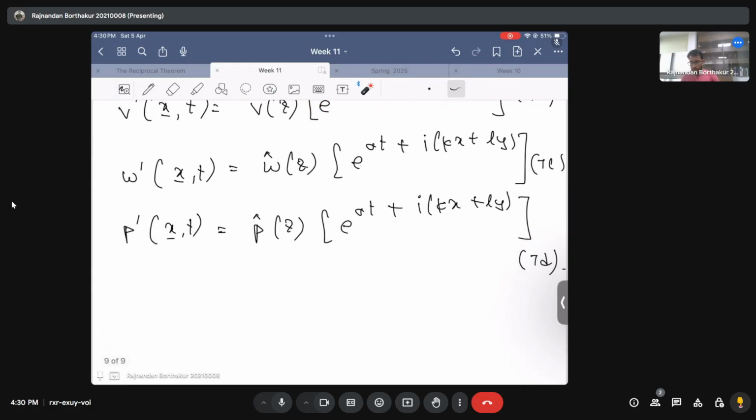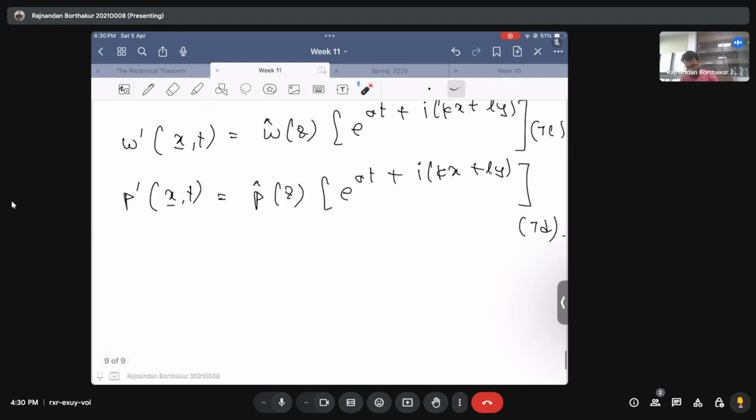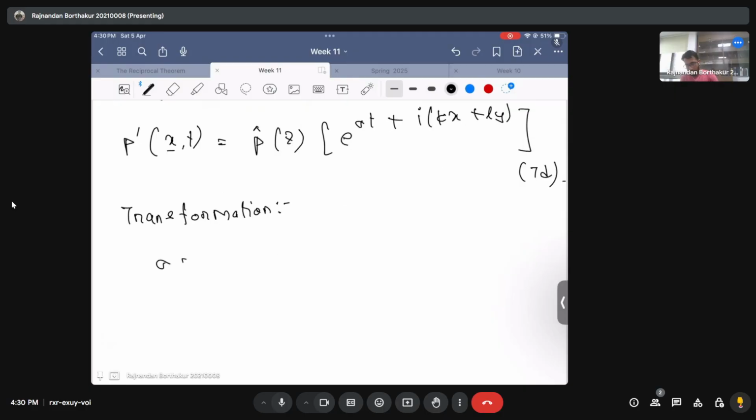So we'll do one more step before calling it a day today, and then we'll proceed in the next class. What we'll do is a transformation. This is typically done in the books, and that's why we will do it. We will consider sigma as minus i times alpha times c, where alpha is nothing but k, which is just the wave number, and we'll call another transform variable beta, which is just l.